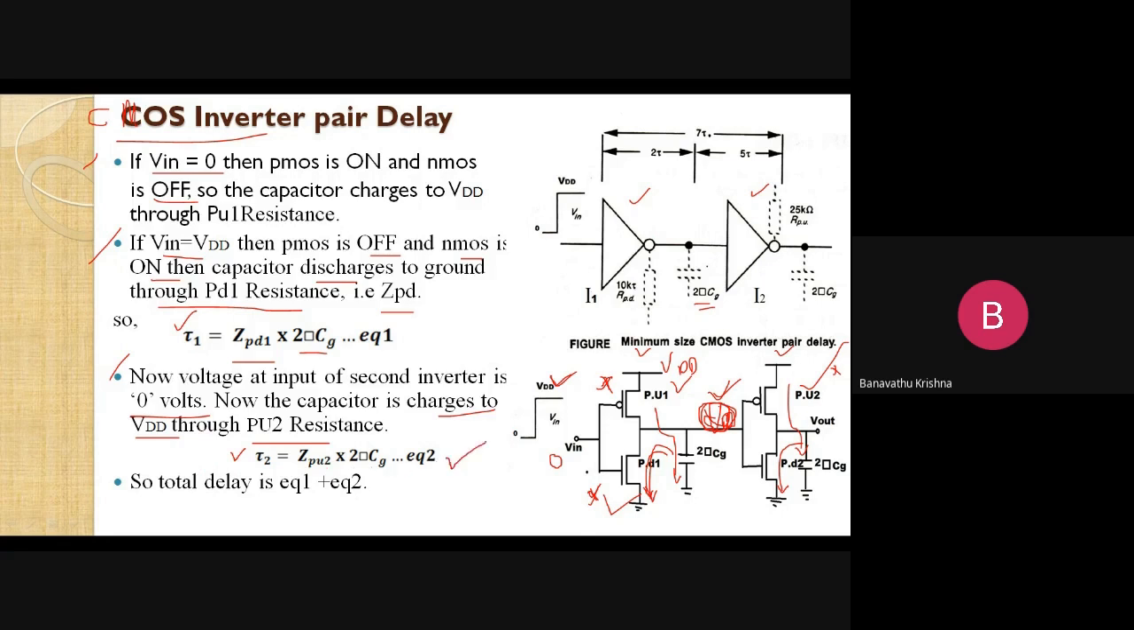So this is equation number 2. Our aim is to calculate the total delay for this CMOS inverter pair delay. That is, we have to add equation 1 and equation 2, and only then can we calculate the total delay for the CMOS inverter pair delay, right?